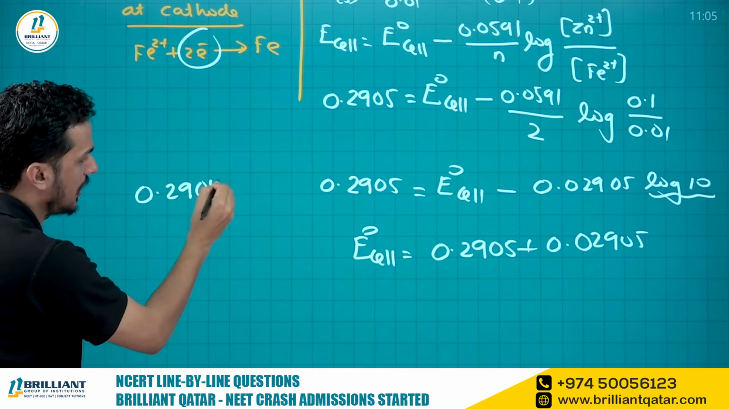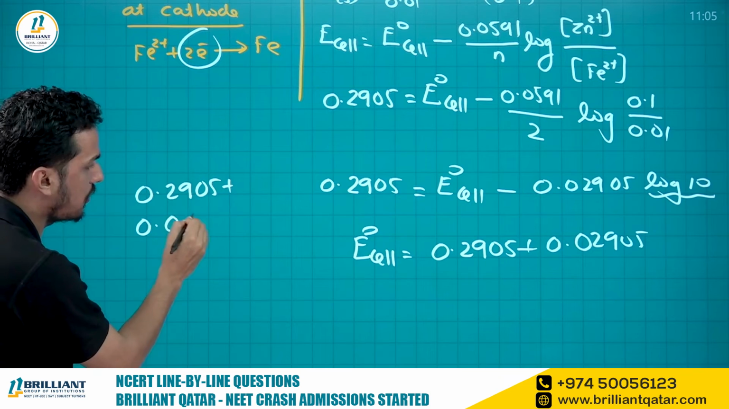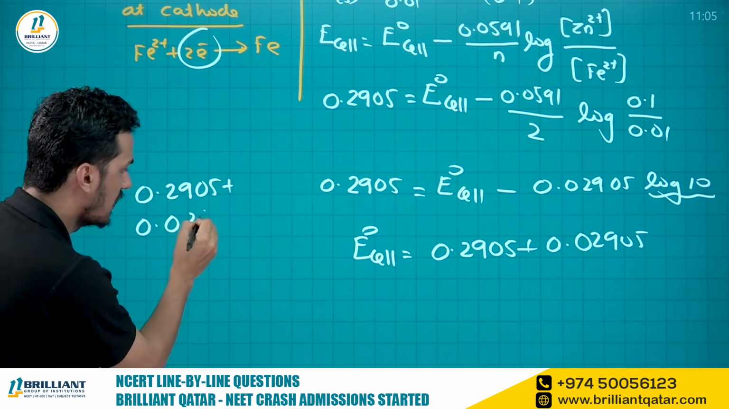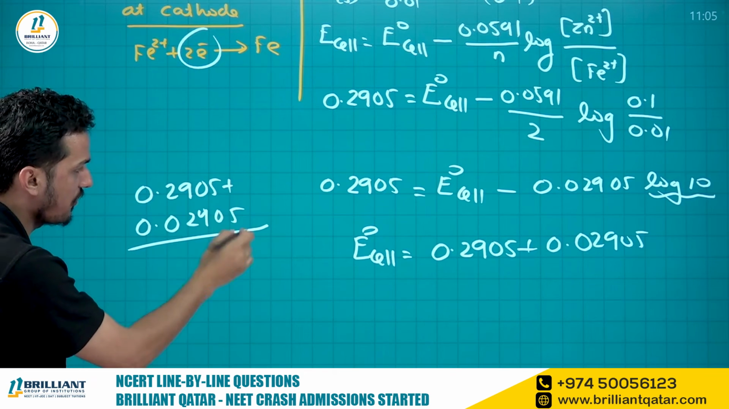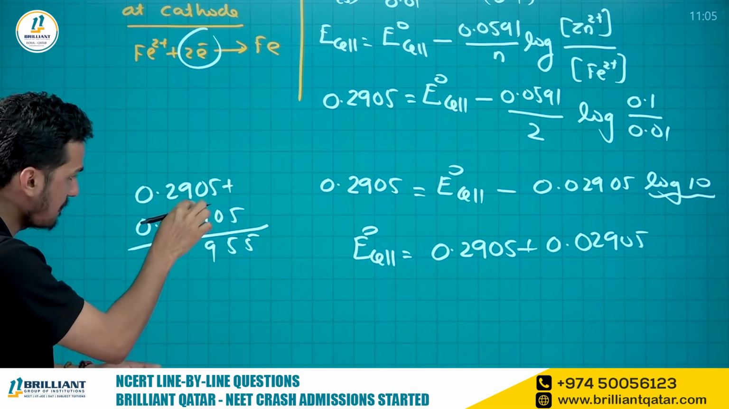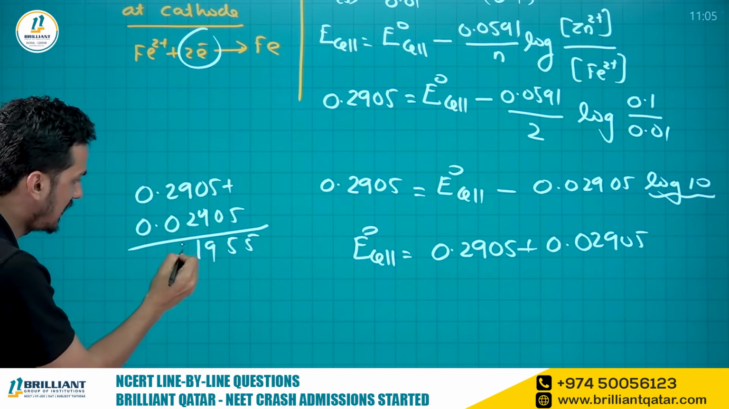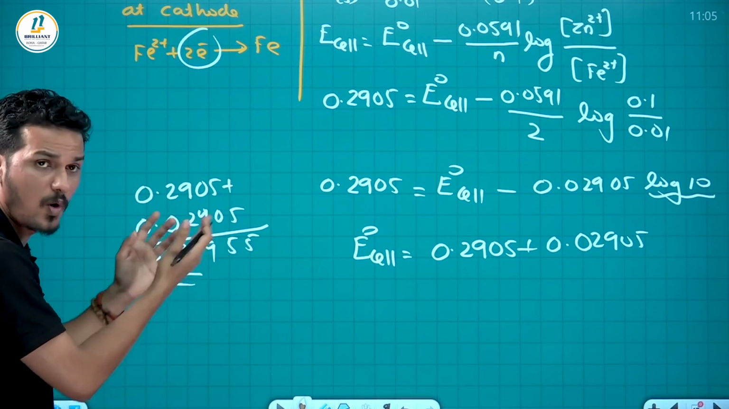You can see 0.2905 plus this one here, 0.02, 0.02905. While adding, what I am getting here: 5 is there, here also 5 is there, here 9 is there, here 9 plus 2, 1 is there, here 3 is there, here 0. So 0.319. I am taking it as 0.32.